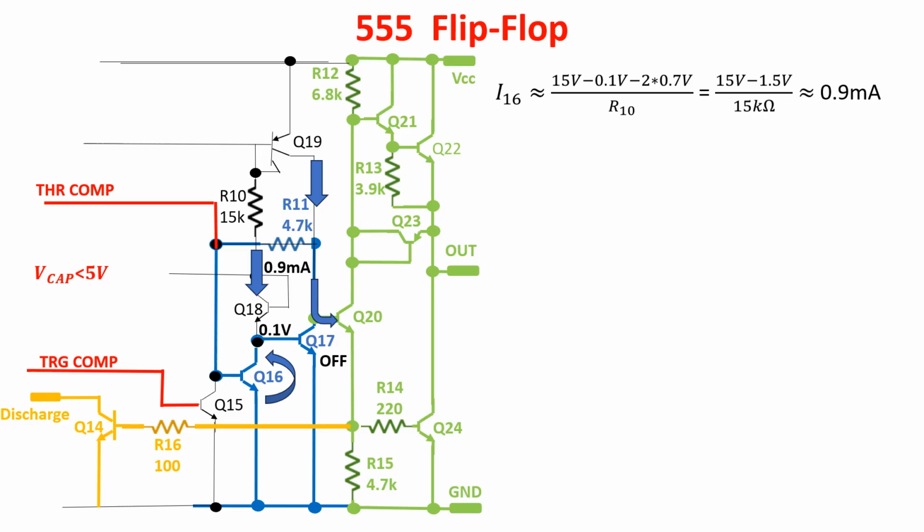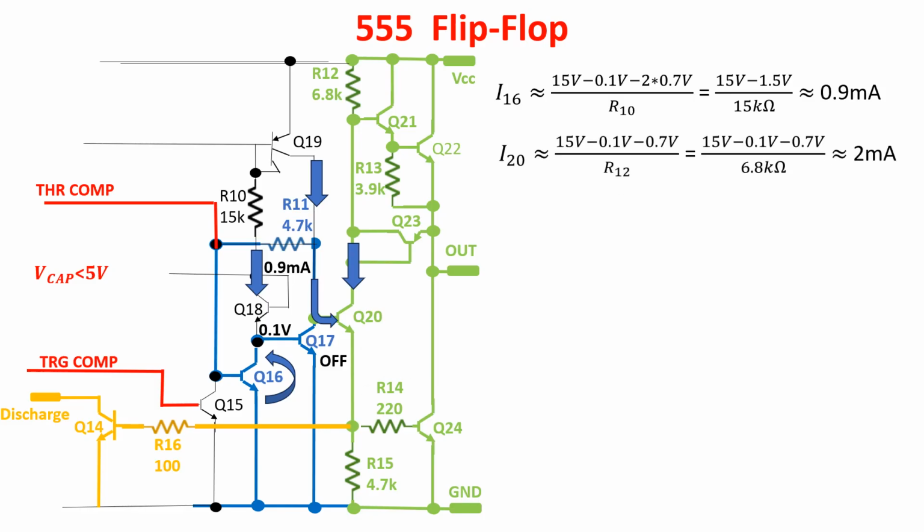Since Q20 is saturated, a current is flowing in this branch. This current goes to R15, creating a voltage drop, which switches on Q24 and Q14, which start to draw currents. The limit of the current flowing in Q20 is calculated assuming Q20 in saturation and this node at 0.7 volts. The current flowing in R15 is around 140 microamps.